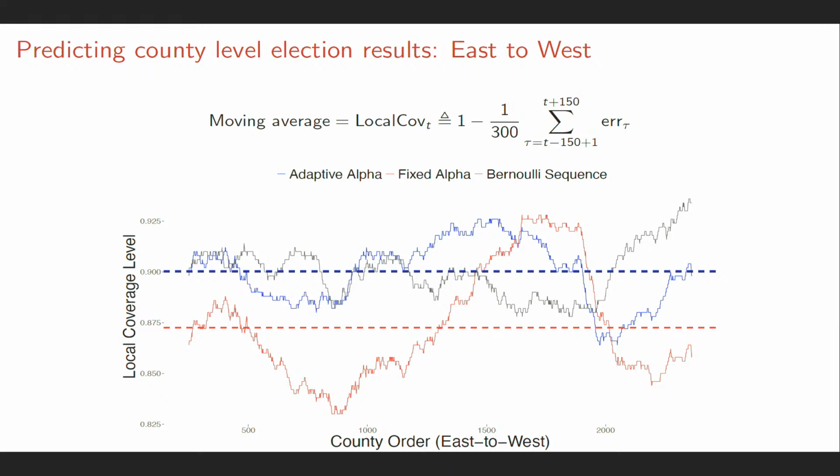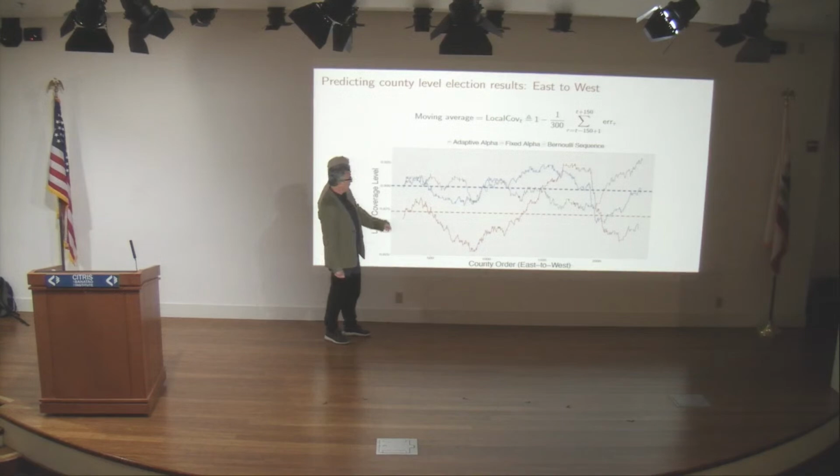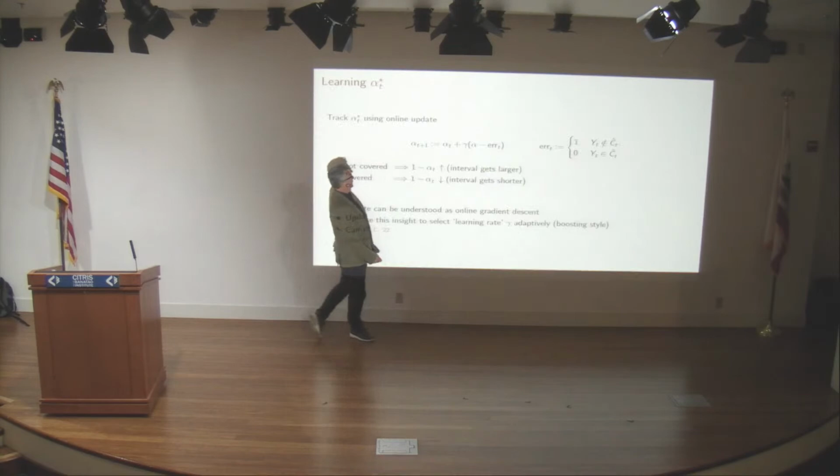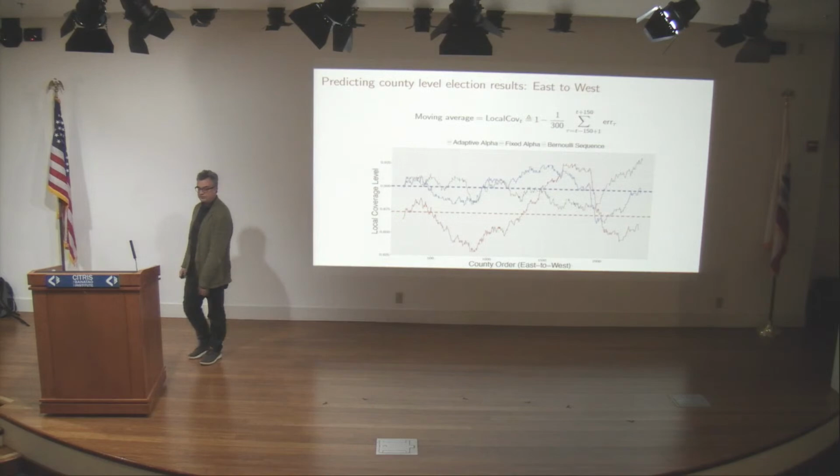So this is our problem from before, where I need to predict the counties' outcomes from east to west. I ordered the counties. I look at the state capital, and the first county was the easternmost county, and Hawaii is last. What we're looking at is a moving average of coverage. Otherwise, we'd just see 0, 1, 0, 1, and we could not see anything. So we see a moving average over 300 consecutive counties. And we see two curves. The blue curve uses this dynamic update: which quantile should I use? And the red curve is not doing anything. It's just saying, no, what you've seen is representative of the future. You're going to use the 90th percentile no matter what.